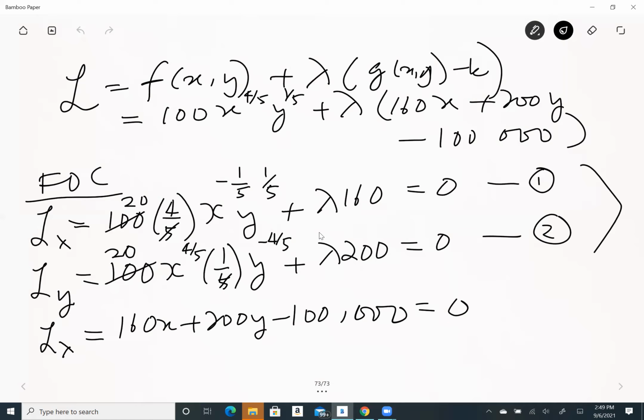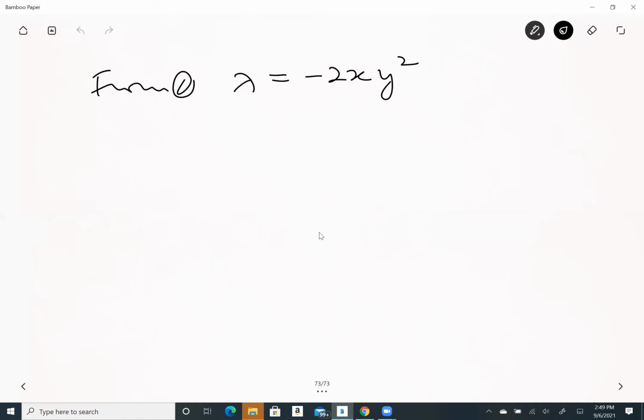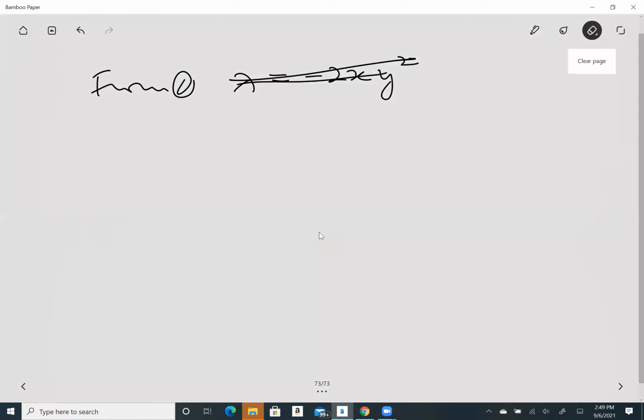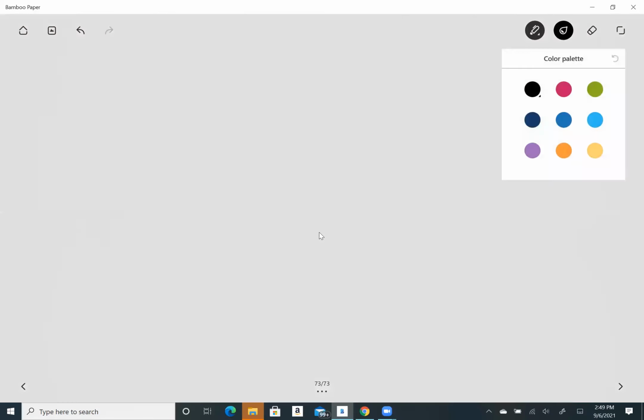So if you do the thing before, this is not right. Okay, that's not right. So let's clear it. Okay, so from number 1, we'll get this. After you simplify a little bit, the constants, I got 160 lambda. This is from number 1.